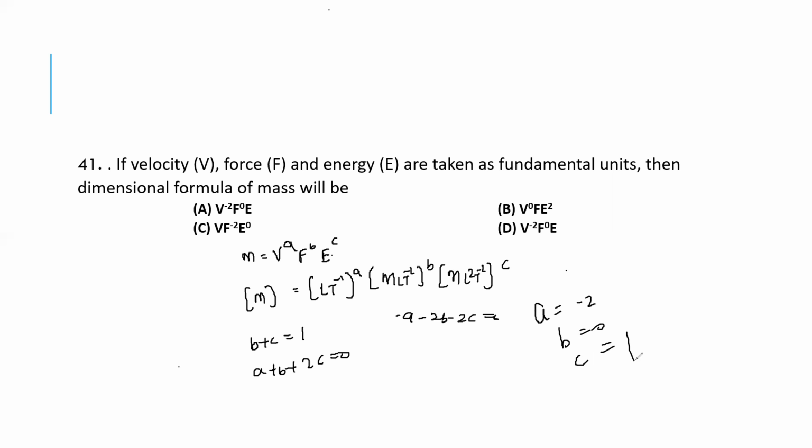Okay, so if I substitute A is equal to minus 2, it becomes V raised to minus 2, then B is equal to 0 means F raised to 0, and E raised to 1, which means that option A is the correct option here. Option A is the correct option.